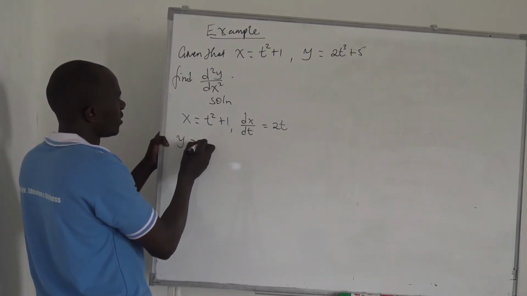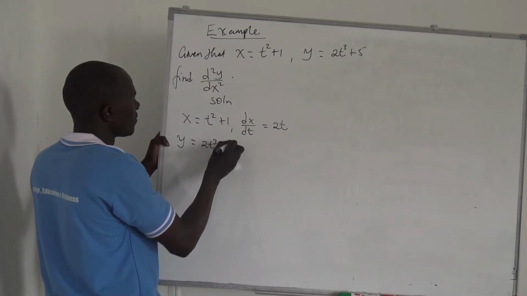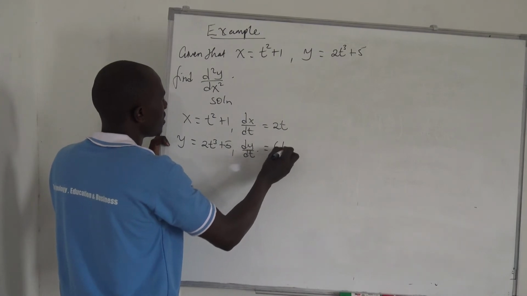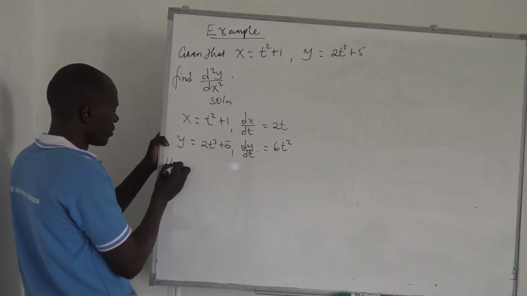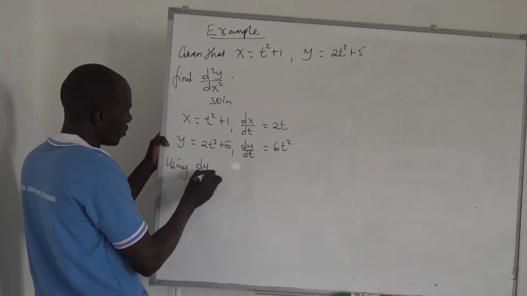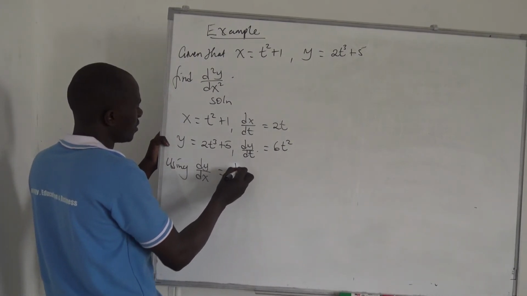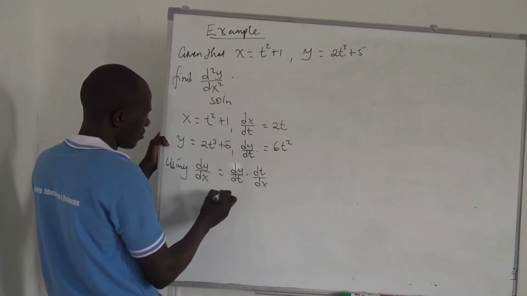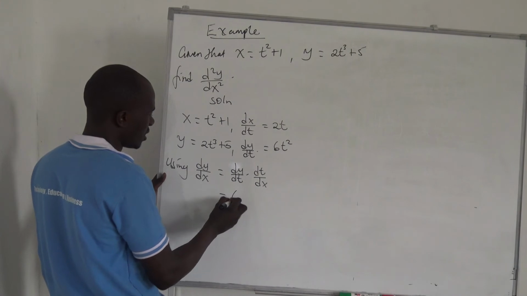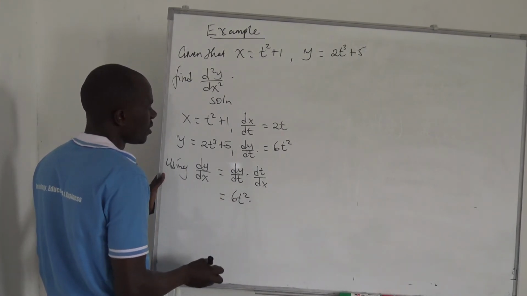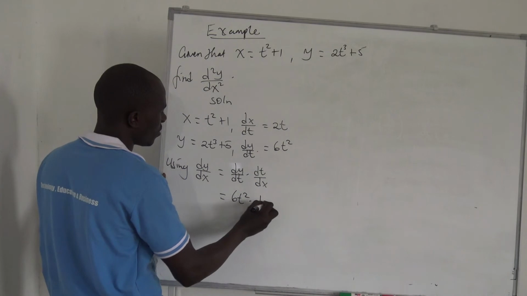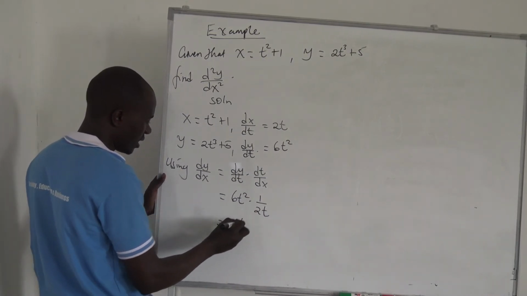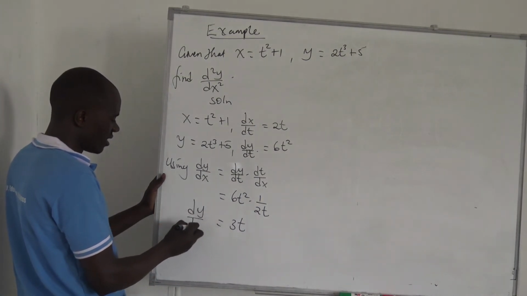We'll also go to y, 2t cubed plus 5. We look at dy/dt. What is dy/dt? 6t squared. Then from there we say, using dy/dx equals dy/dt times dt/dx. dy/dt is 6t squared times, what is dt/dx? You take the reciprocal, 1 over 2t. What are we getting? We are getting 3t, which is dy/dx.